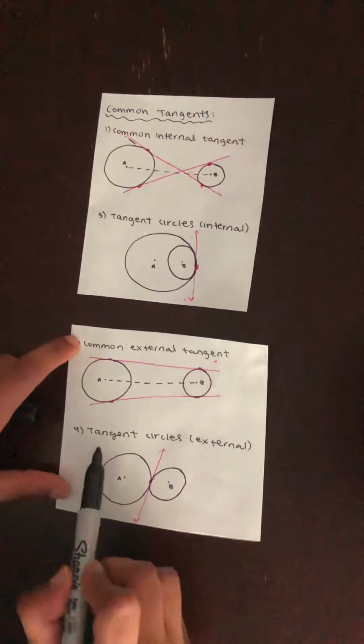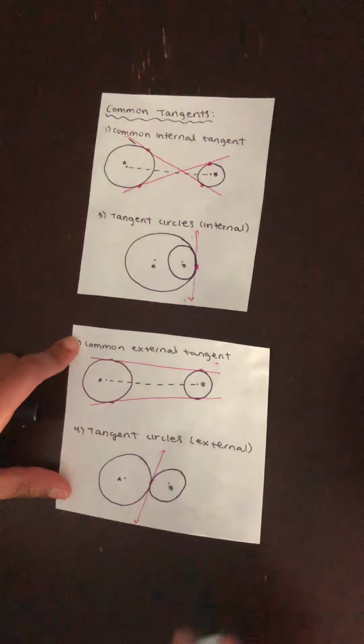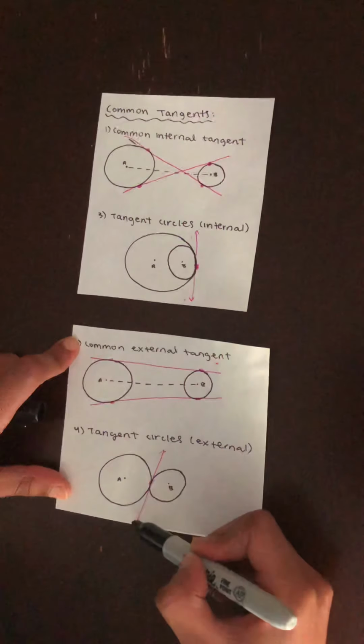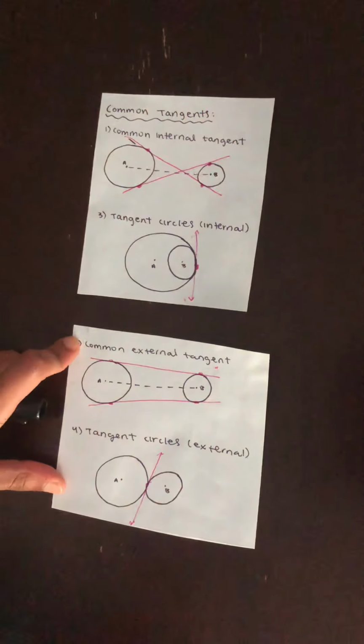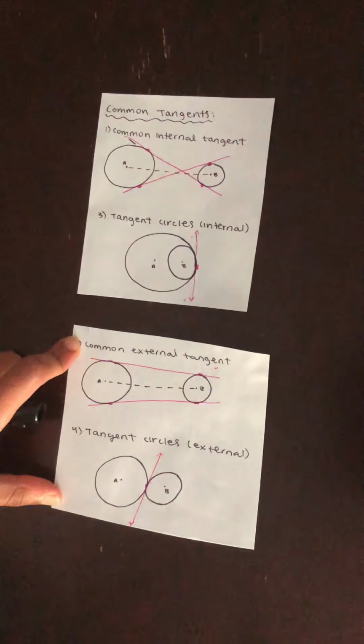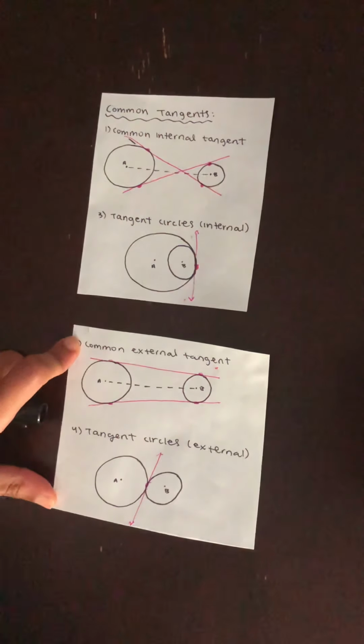And then here we have tangent circles. There are two of them, circle A and circle B again, and the external tangent would be going right in between both of them, because it's on the external side of both of the circles. These two circles are tangent circles because they're tangent to each other, and the point of tangency would be right there in the middle.